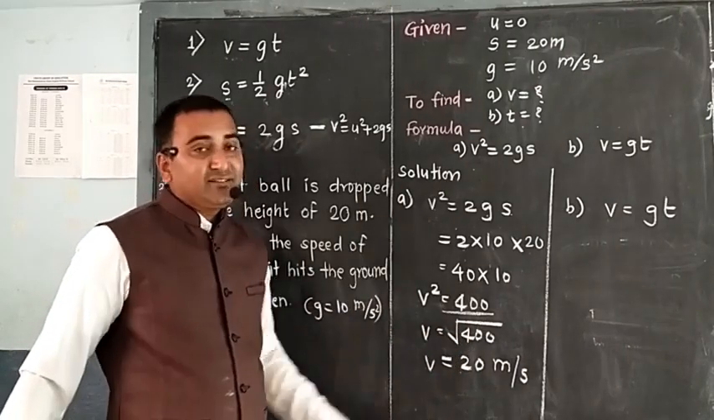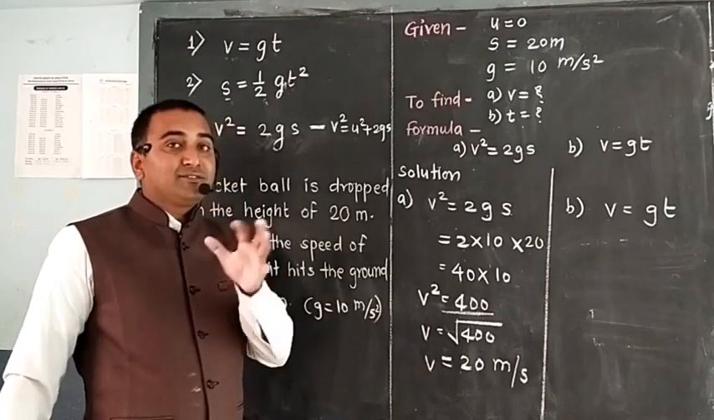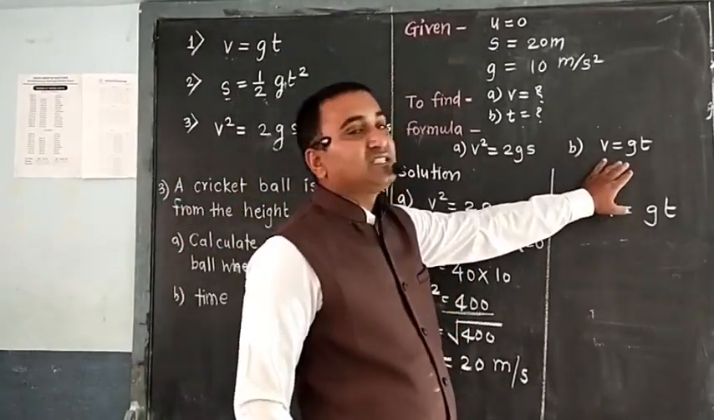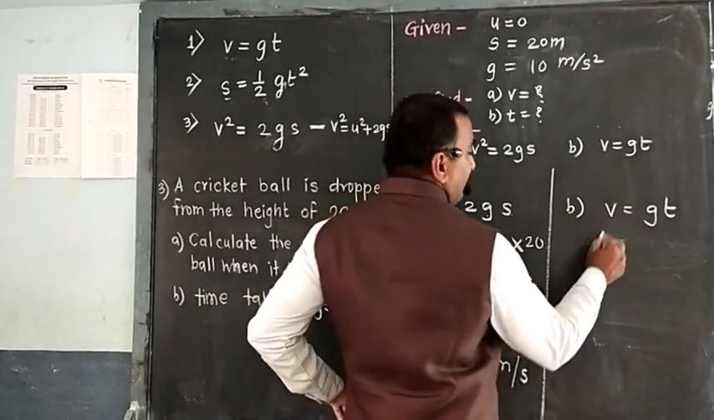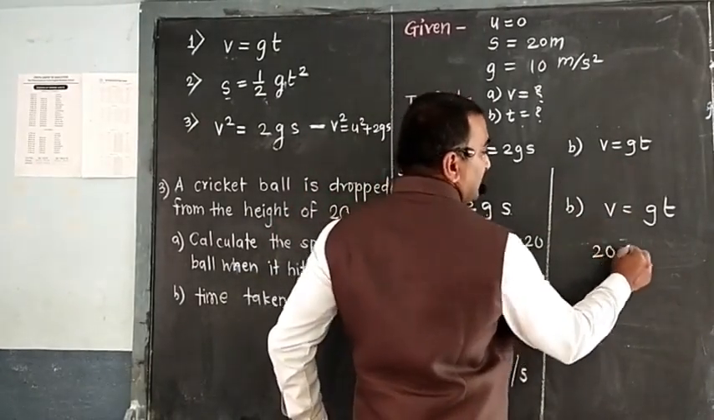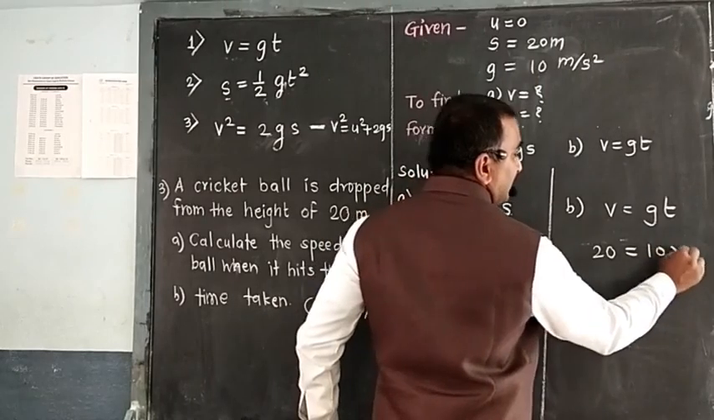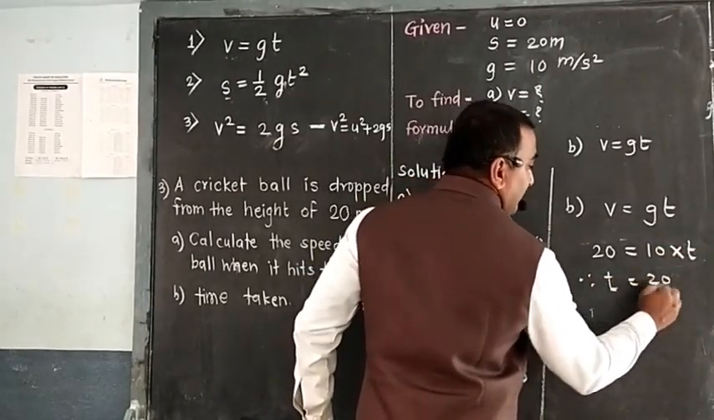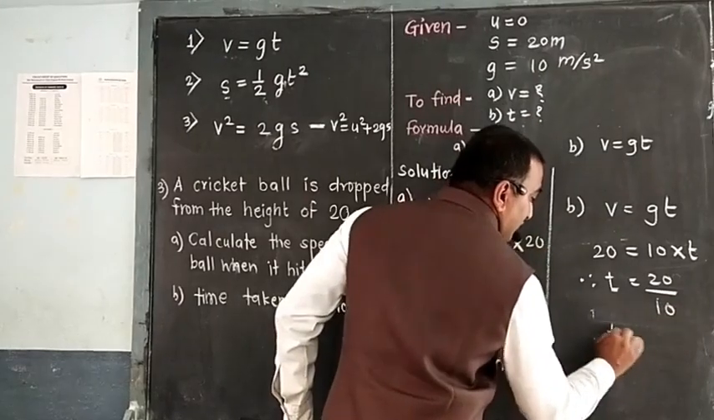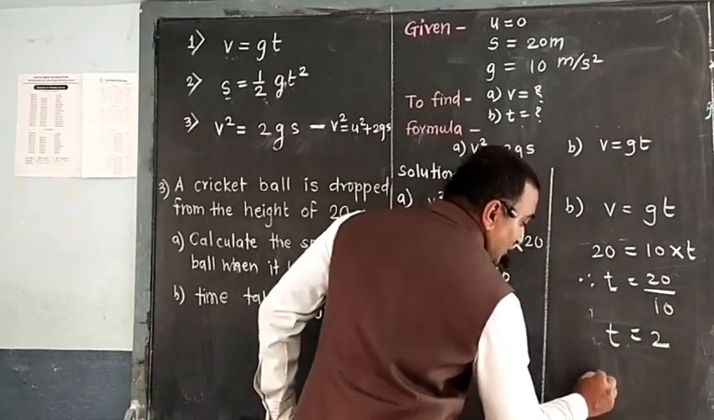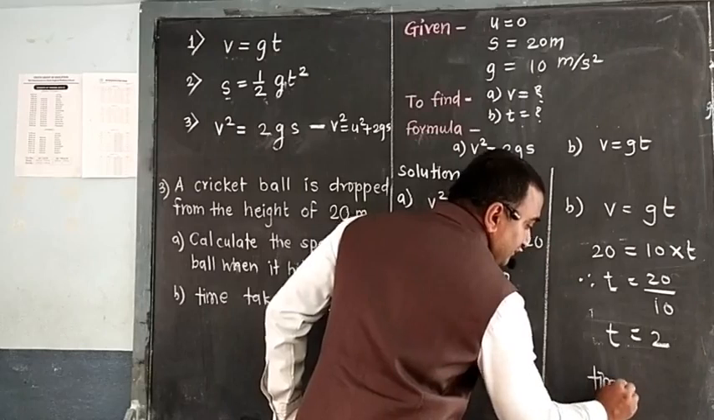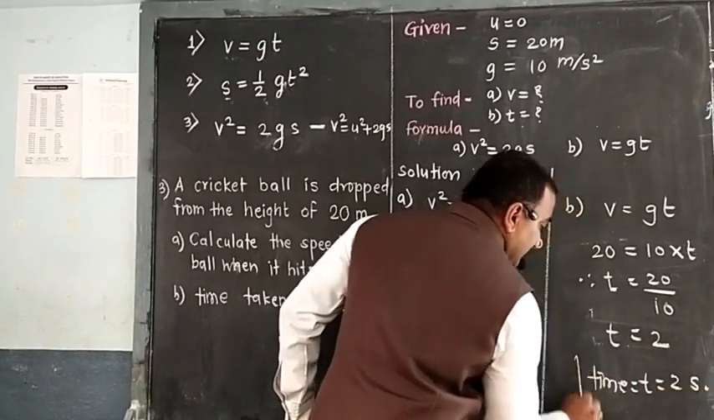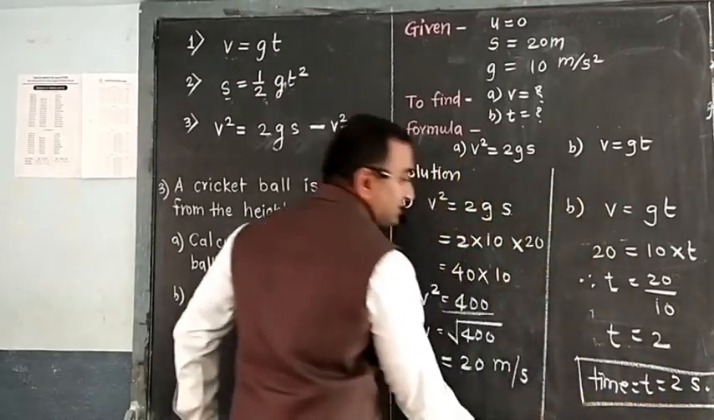So go for the second one. What is the time taken by the ball to hit the ground? We are using the formula v is equal to gt. The value of v is 20, the value of g is 10 into t. Therefore, t is equal to 20 divided by 10, and the final answer we are getting is 2. So the time taken by the ball to hit the ground is 2 seconds. That will be the final answer.